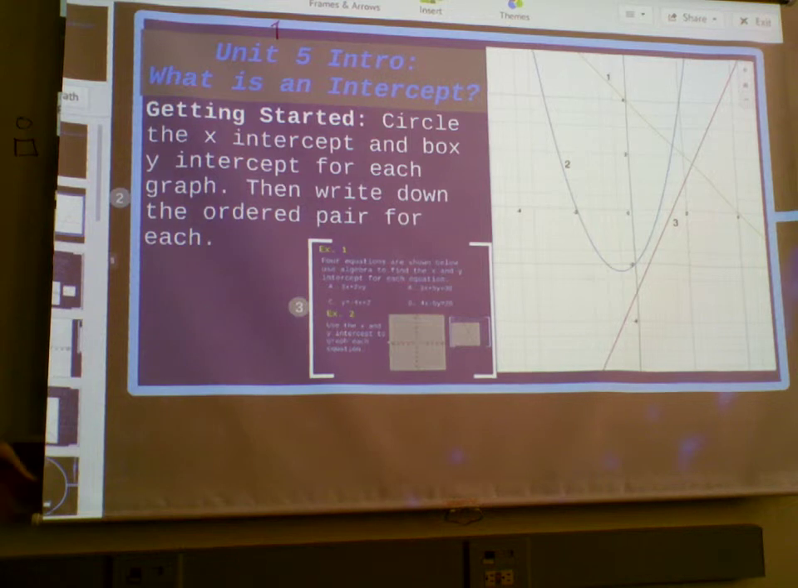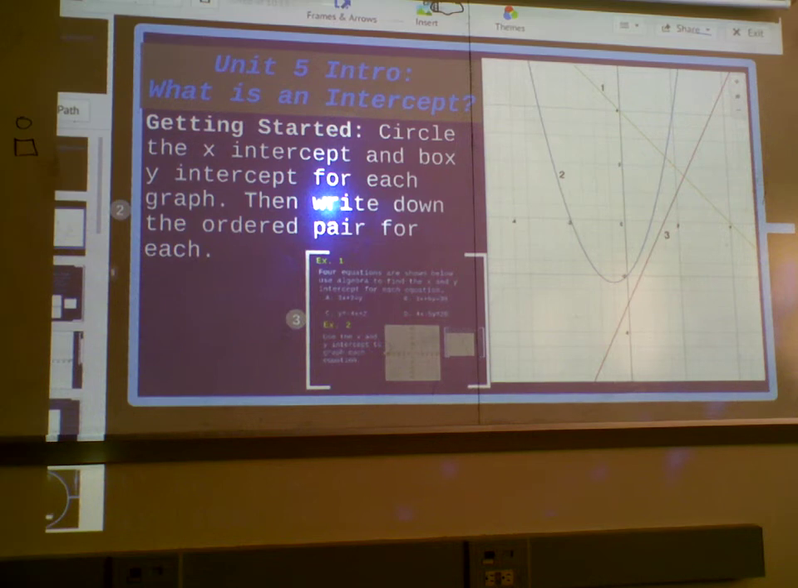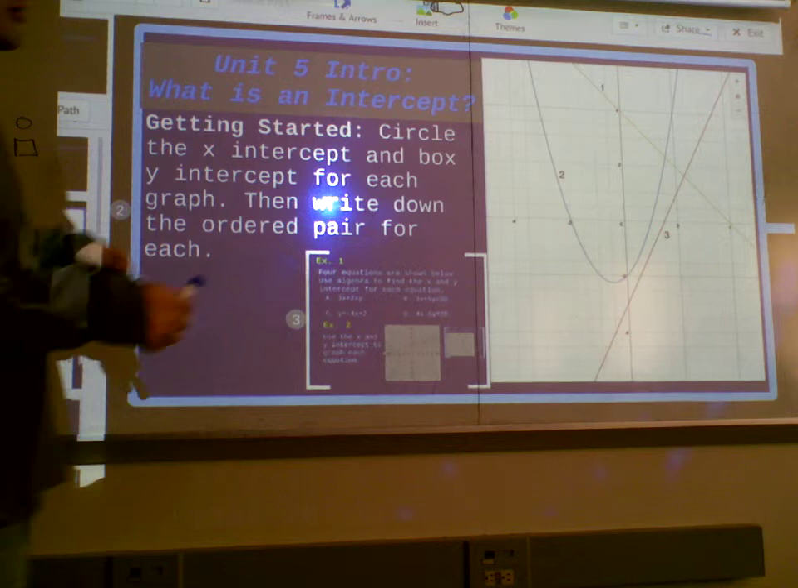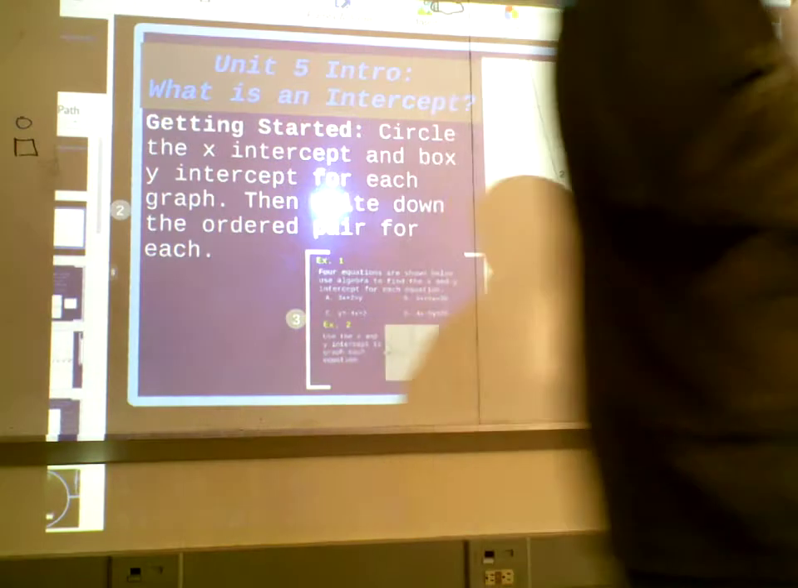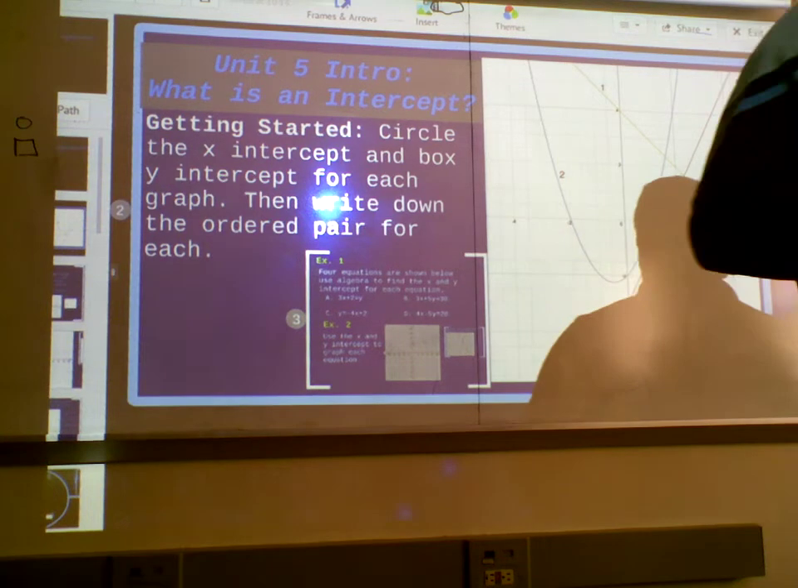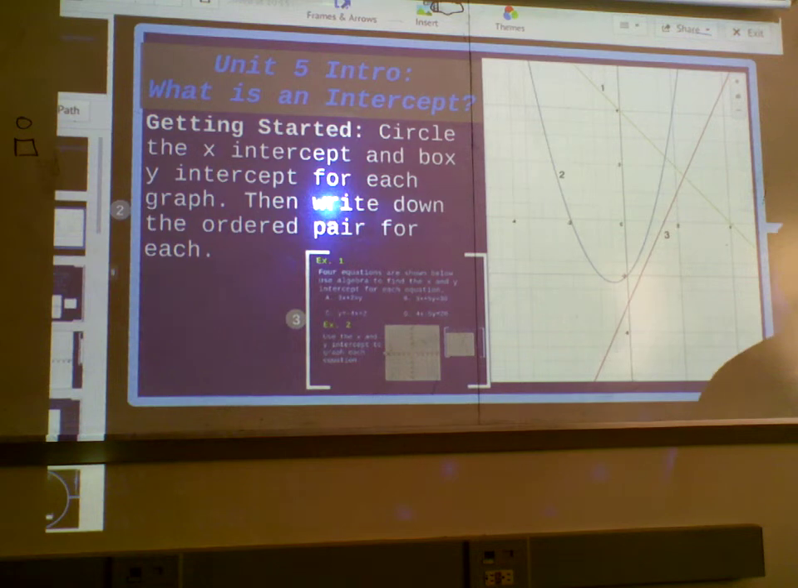All right. So we're asked to find the x-intercepts and y-intercepts. We have to circle the x-intercepts and box the y-intercepts. So first things first, x-intercept sounds a lot like x-intersects, right? And y-intercept sounds a lot like y-intersects, right? So when you're looking for the x-intercept, you're looking for where the graph does what?